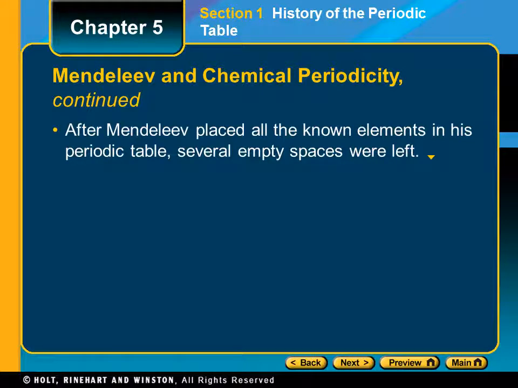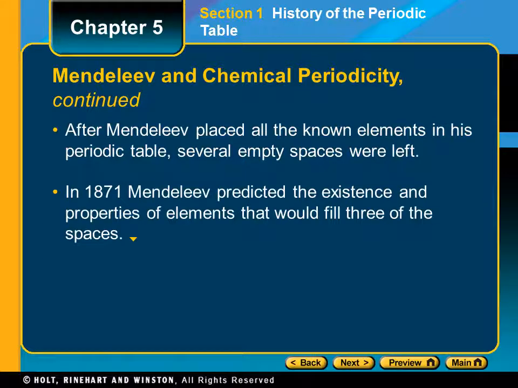So Mendeleev does this work, and he places all the known elements in his table. He sees that there are several empty spaces left because he placed them based on the elements that they knew at the time, based on their mass numbers and their similar properties. And lo and behold, when you organize this information and put it down in a table format, all of a sudden you see that there are spaces. And the big thing that Mendeleev did, and this is all the way back in 1871, he predicted the existence and properties of elements that would fill 3 of the spaces.